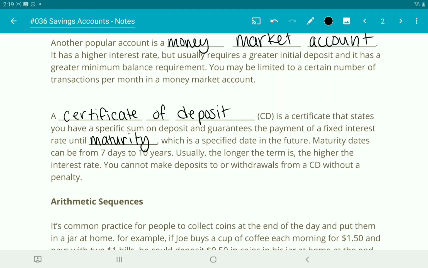You can't actually make deposits or withdrawals from a CD without a penalty, so you're supposed to leave the money in there until it reaches maturity, until you've hit that certain date that the bank has specified. And if you do have to deposit or withdraw money from it, then chances are you're going to have to pay a fee.